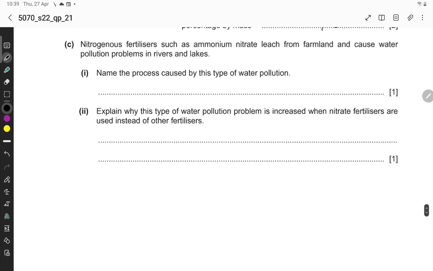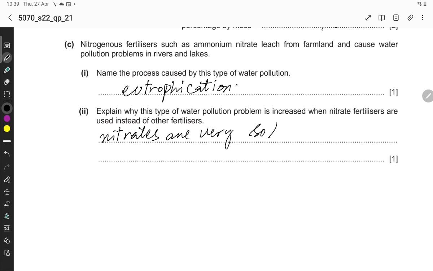Nitrogenous fertilizers such as ammonium nitrate leach from farmland and cause water pollution. Name the process caused by this type of water pollution. Eutrophication. Explain why this type of water pollution problem is increased when nitrate fertilizers are used instead of other fertilizers. Nitrates are very soluble in water.